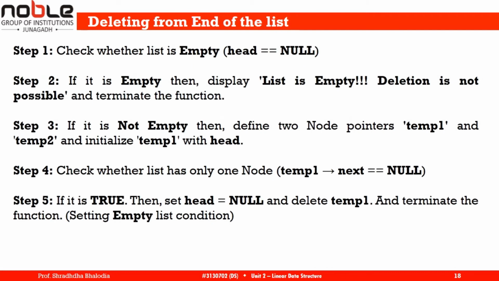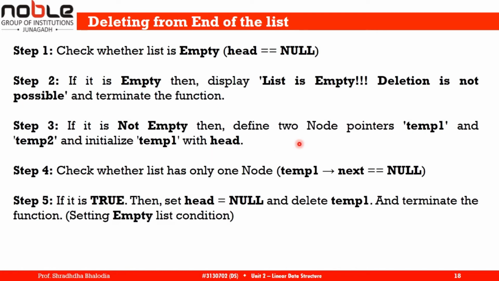Okay, move forward to the deleting process at the end of the list. How can we delete from the end of the list? The first condition is common: check whether the list is empty. If head is equal to null, then the list is empty, and if the list is empty, then display "list is empty, deletion is not possible" and terminate the function, because if there is no node in the list, then we cannot perform the deletion in the list.